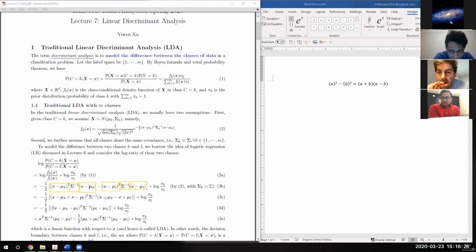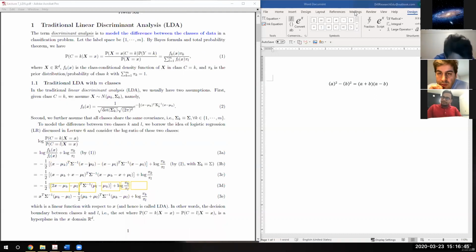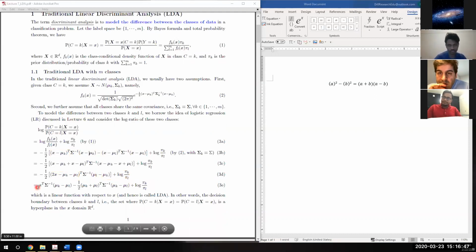And then see here, it's super simple. Cancel, cancel, see it? And this item becomes what? 2x minus mu k minus mu l transpose, and you have this. And from here, it's of course very, very simple. You just do some super simple calculations of this kind. And you're going to have what? You're going to have the final equation here, 3e.